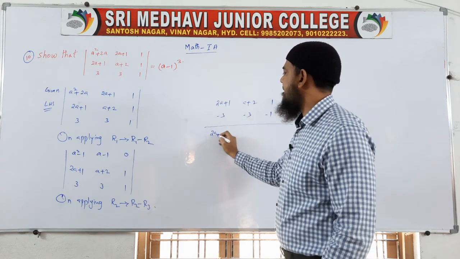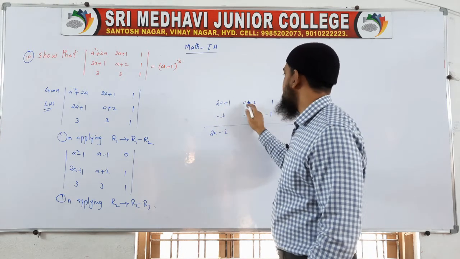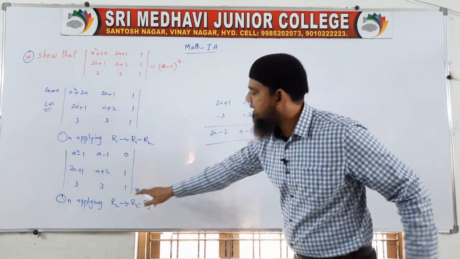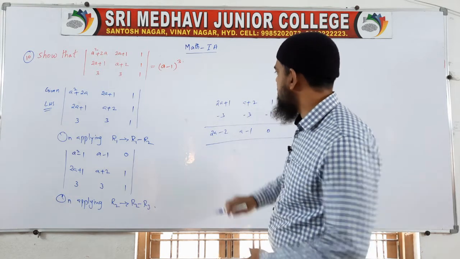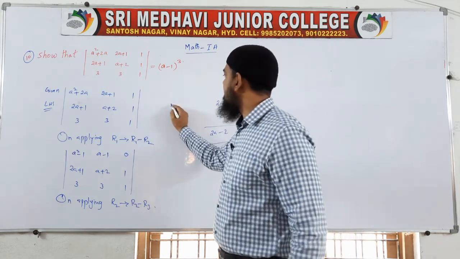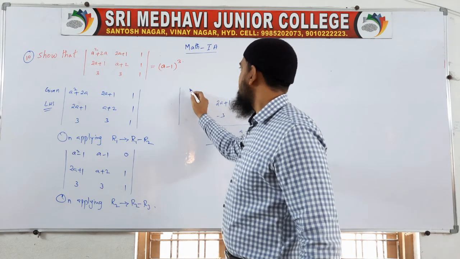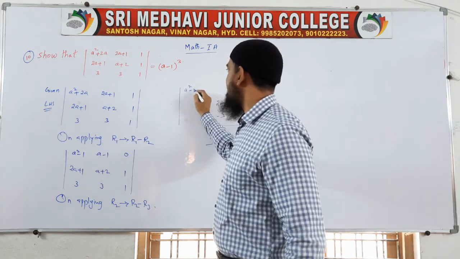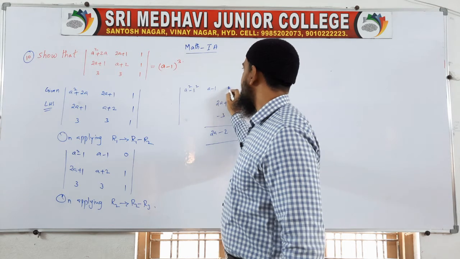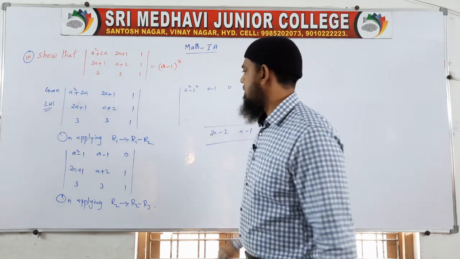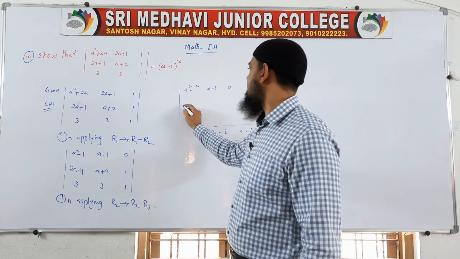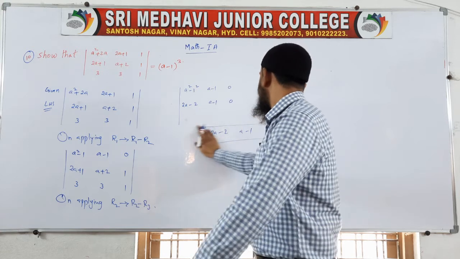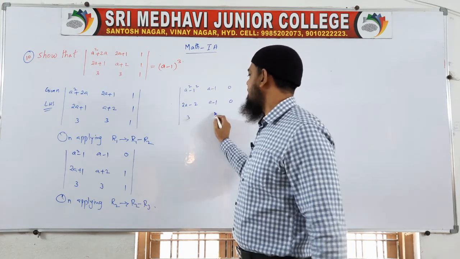2a as it is. 1 minus 3, that is minus 2. a as it is. Minus 3 plus 2, that is minus 1. 1 minus 1, 0. This is what I have to write in place of R2. Okay, here I am writing the determinant. a square minus, here nothing is there, no, means 1 is there, we can write 1 square. And a minus 1, 0. Then in place of R2 we have to write this one: 2a minus 2, a minus 1, 0. This one also completed. Then 3, 3, 1.